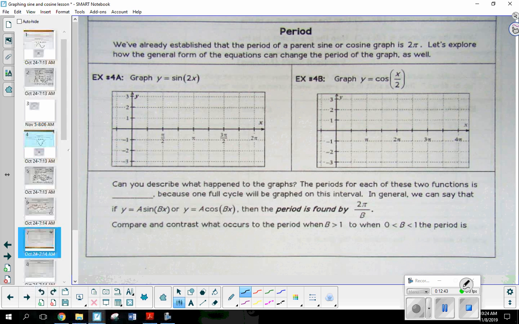All right. So here's the thing. Let's talk about period. We've already established that the period of a parent sine or cosine graph is 2 pi based on the number of revolutions. Okay. Let's explore how the general form of the equations can change the period of the graph as well. Now, you remember what I said about inside and outside the parentheses? This is a perfect example. Okay. We don't have anything happening outside the parentheses, so there are no vertical transformations as in the previous graphs. So those key values, the 1s, the 0s, the negative 1s, they're staying the same. But because I have something directly applied to x, this is going to change horizontally.